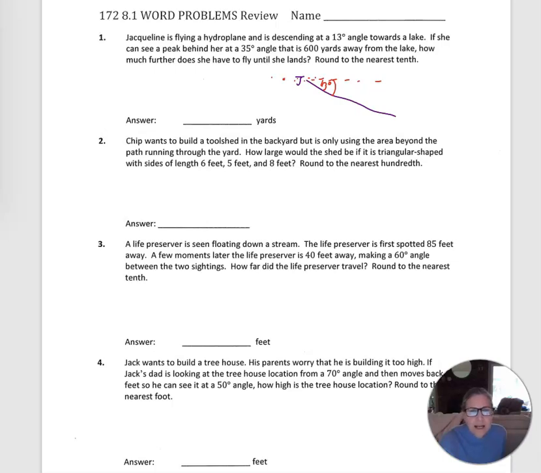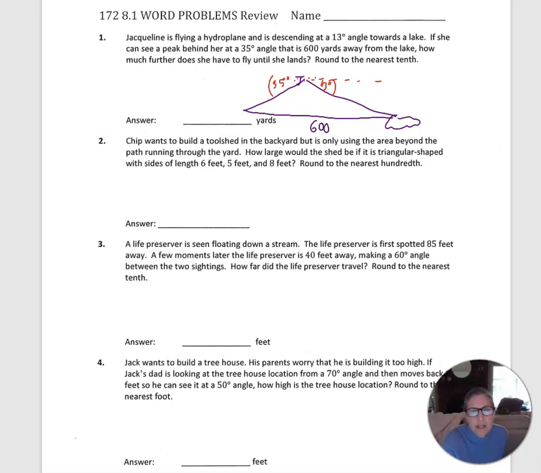If she can peek behind her at a 35-degree angle that is 600 yards away from the lake, okay, so she's going towards a lake. Here's our lake right here. She looks behind her at an angle of 35 degrees. Again, this is the 35-degree angle. She sees something, she peeks behind her, can see a peak behind her. Okay, so it's 600 feet away from the lake. So the peak to the lake is 600 feet apart.